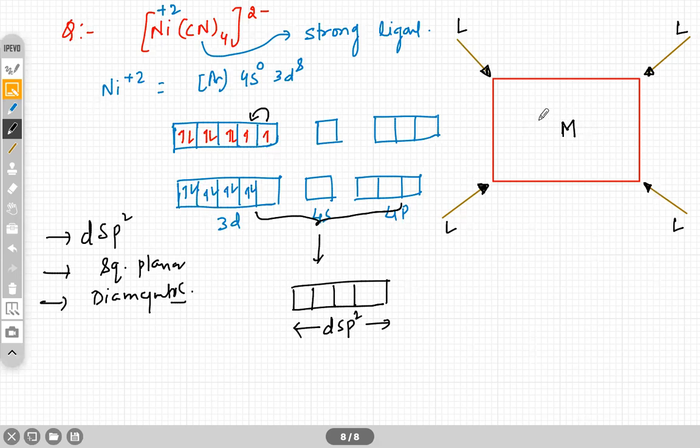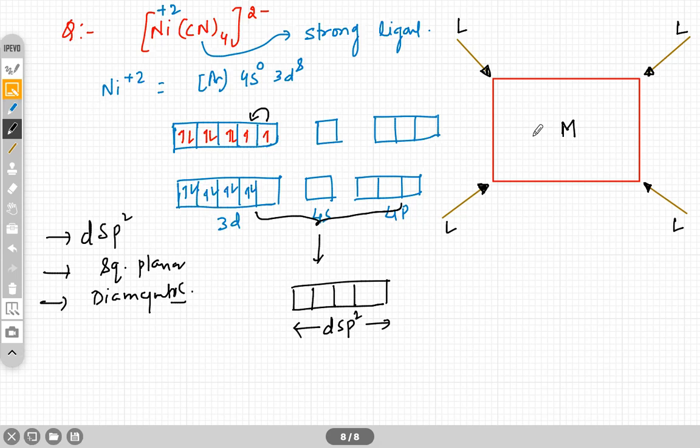So obviously the orbitals which are present along these lines will have the maximum probability to be involved in bonding. Yes or no? Are you getting me? Along the line through which the ligand is approaching the metal, whatever orbital is present along that line will have the maximum probability to be involved in the bonding, because the ligand is approaching towards that particular orbital.